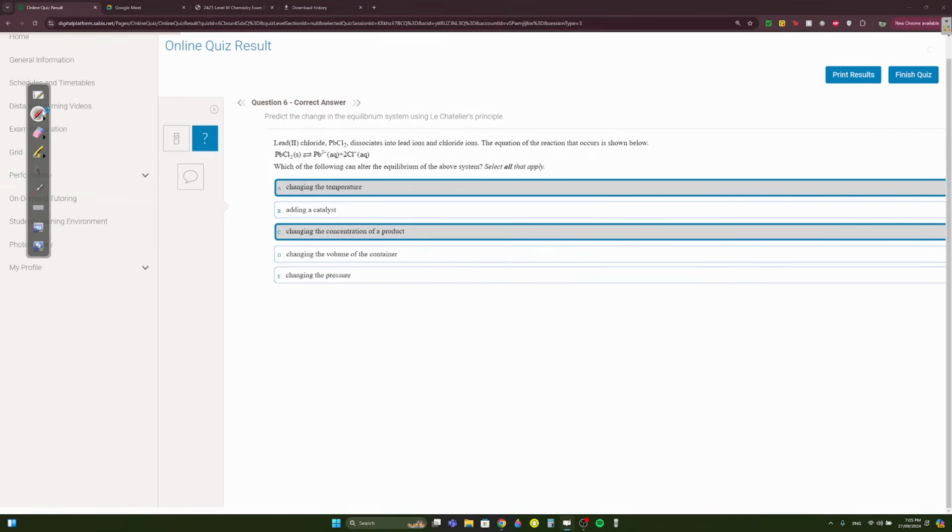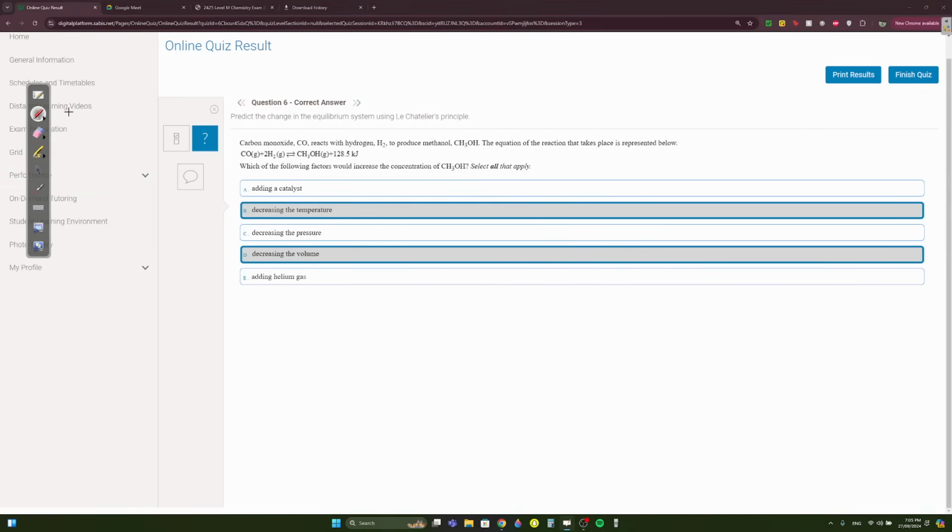Question 6. Carbon monoxide reacts with hydrogen to produce methanol. The equation is this. Which of the following would increase the concentration of CH3OH? We want to favor CH3OH, so we're going to go forward. What would cause it to go forward? Adding a catalyst doesn't affect it. Decreasing the temperature: if you decrease temperature, the system wants to increase temperature, so it favors the exothermic direction. We want the forward reaction to be exothermic, and it is, since the heat is on the product side. The forward reaction is exothermic, so it's going to favor CH3OH.